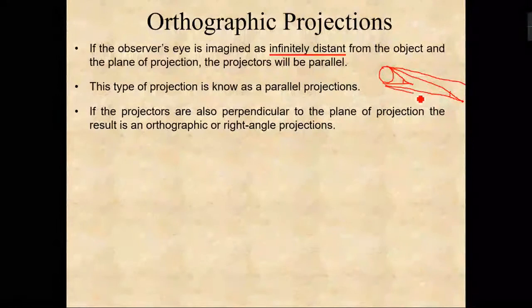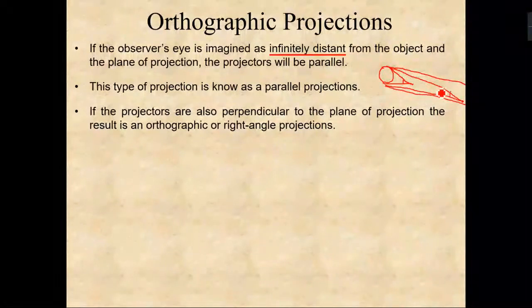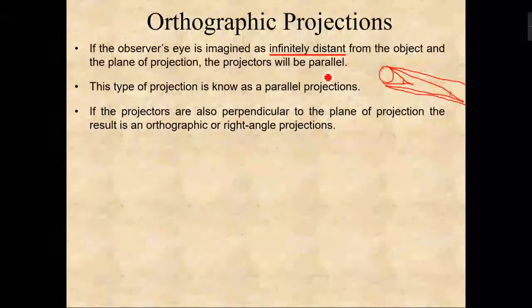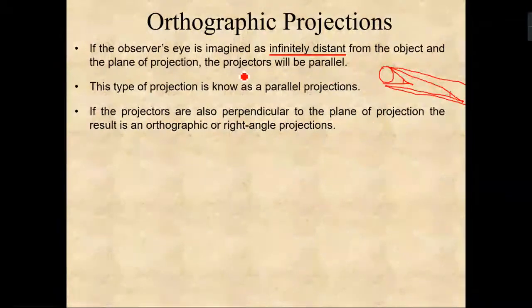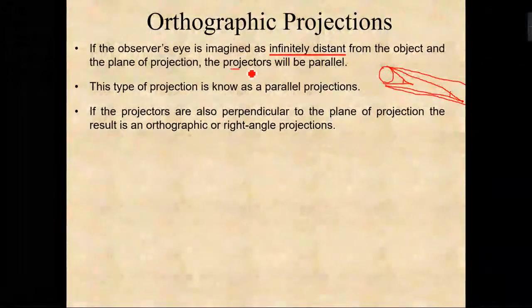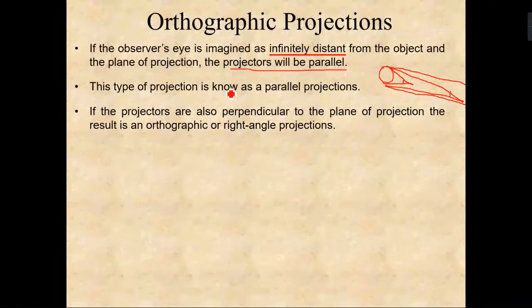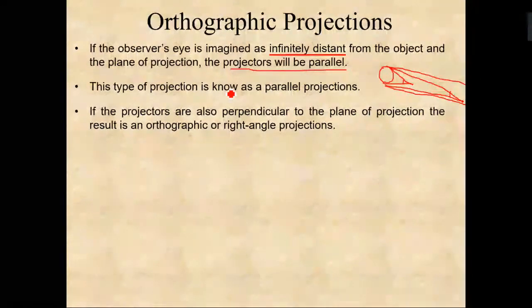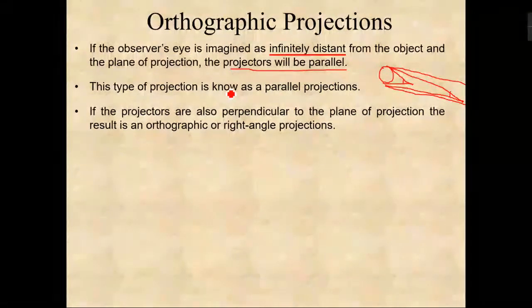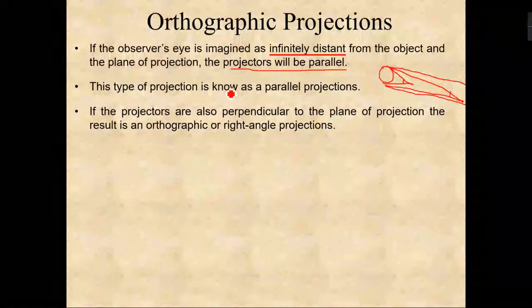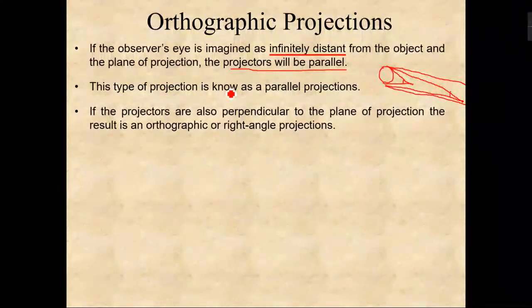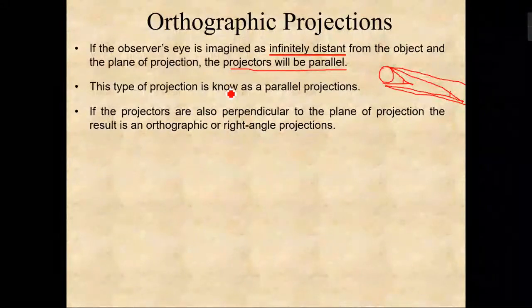Okay, so this is what is written over here. The projectors will be parallel. This type of projection is known as the parallel projection. If the projectors are also perpendicular to the plane of projection, the result is an orthographic or right angle projection.